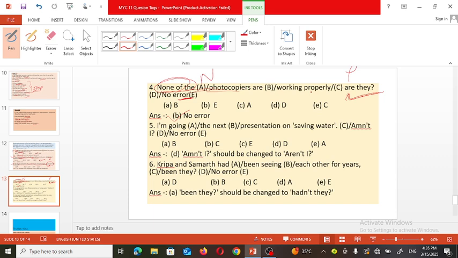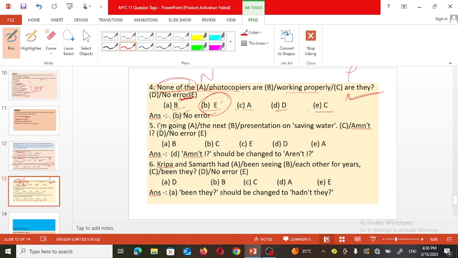Already four parts are made from the one sentence: A, B, C, D. But for A, B option is given. For B, E option is given. For C, A option is given. For D, D is given. And for E, C is given. So students can get confused by this, and as they know the answer is no error, by mistake they can mark option E. But remember, with E, C is given, and C means this part, so that is not the correct answer. Your correct option is no error. No error is given for letter B, so your answer is B.